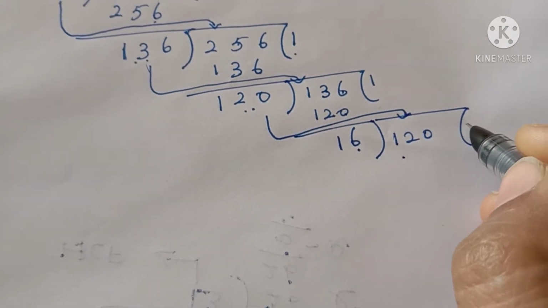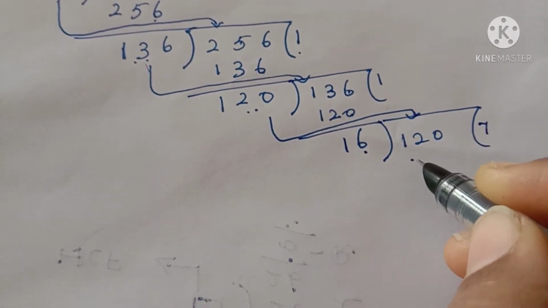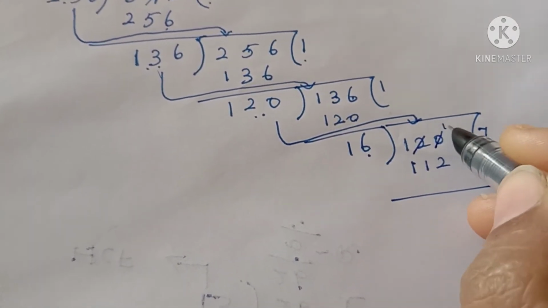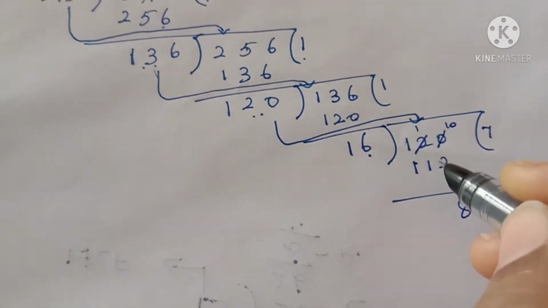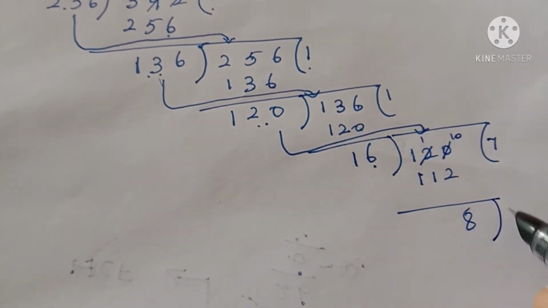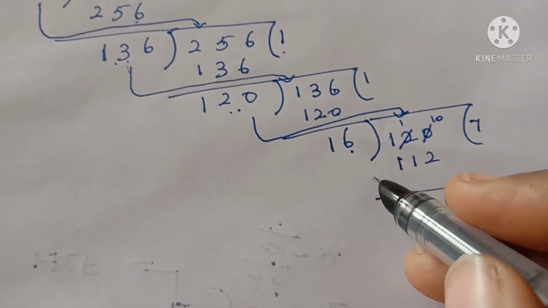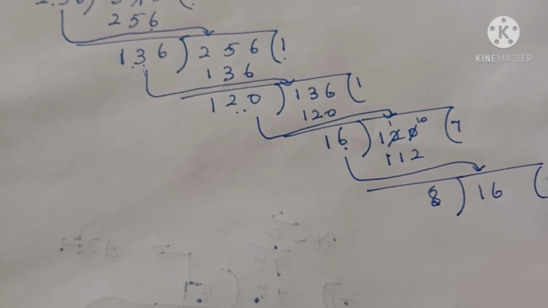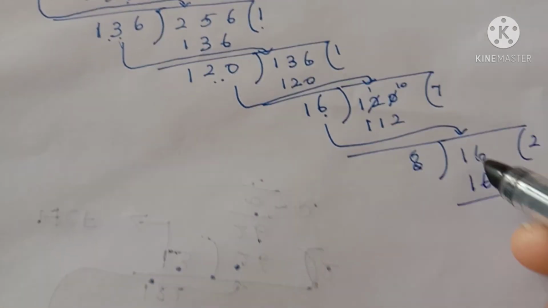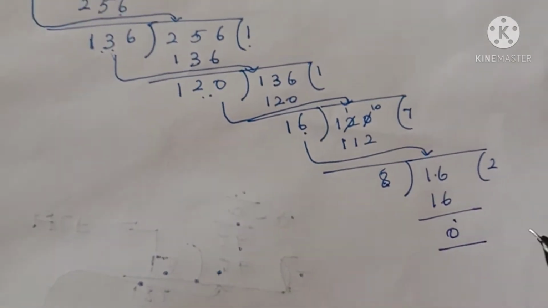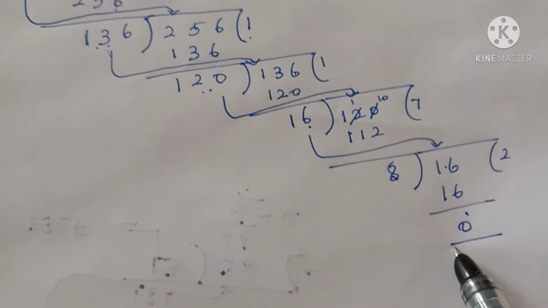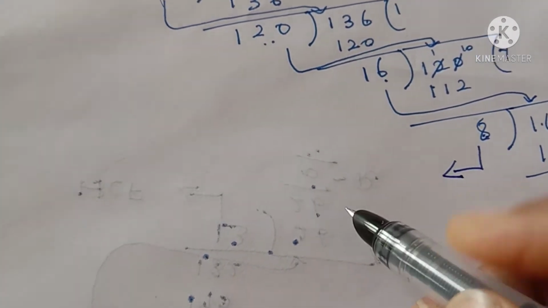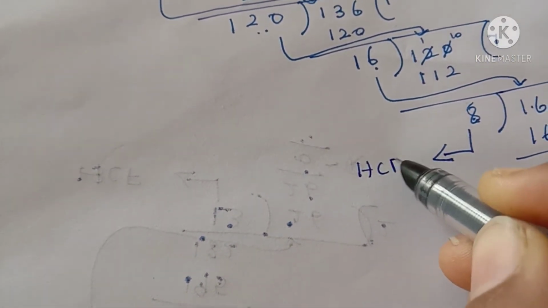16 sevens are 112. Then 10 minus 2 is 8. 1 minus 1 is 0. So keep 8 as a new divisor and 16 as new dividend. So 8 2s are 16. 16 minus 16 is 0. So till you get the remainder as 0, you have to repeat the division. So your HCF is 8.